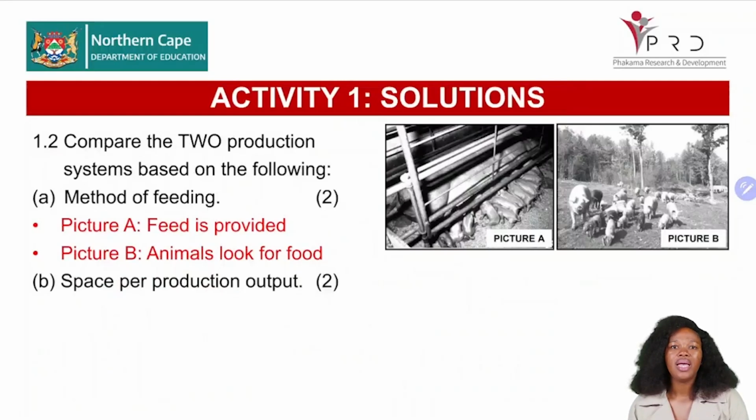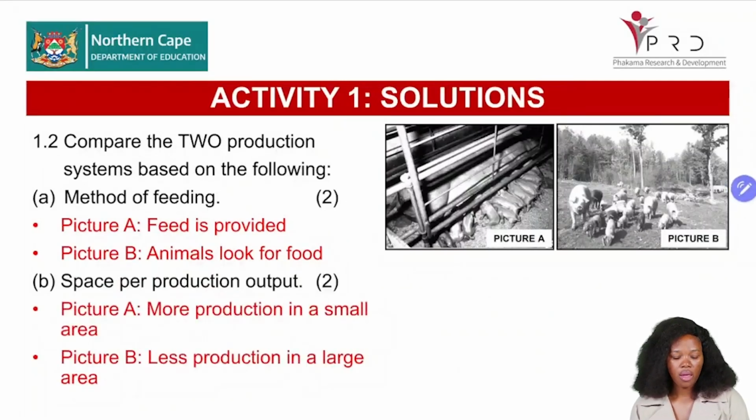For picture B, animals will have to look for food. If it is cattle, we are going to say animals graze on natural pastures. Then, space per production output. Picture A, more production in a small area, while picture B, less production in a larger area.